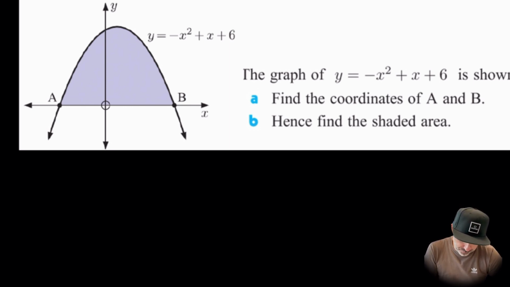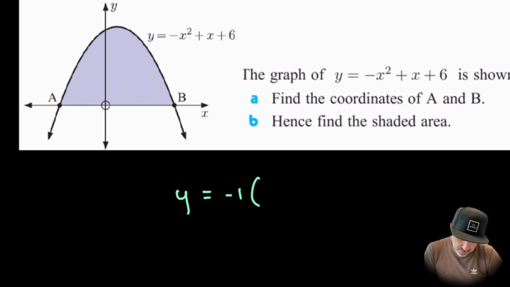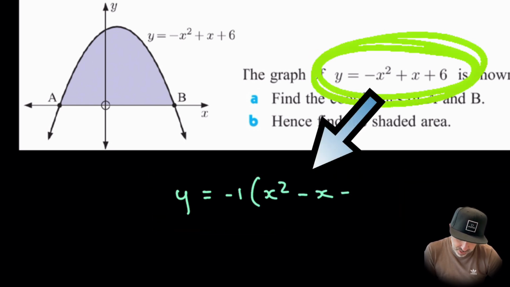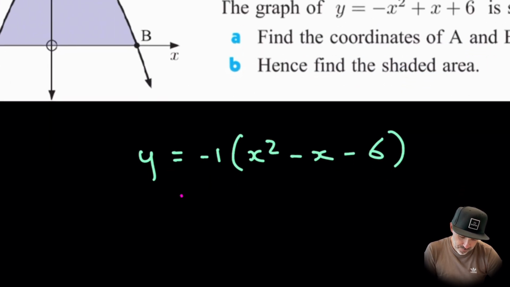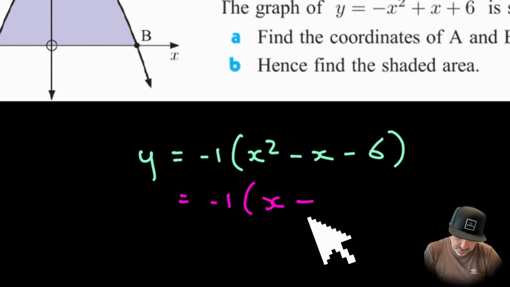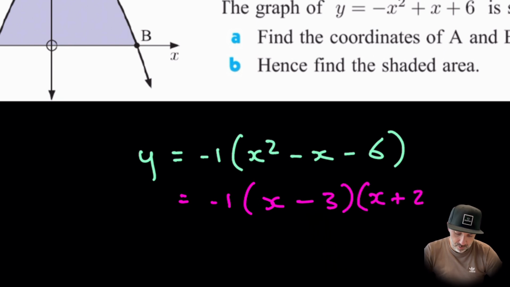So what I'll do first of all is take out a factor of -1, and be very careful here. That will now turn to -(x² - x - 6). The reason I'm doing that is then I find it easier to factorize this, because this will be -1, this will become (x - 3), and this will become (x + 2). And there we go, I factorized it.